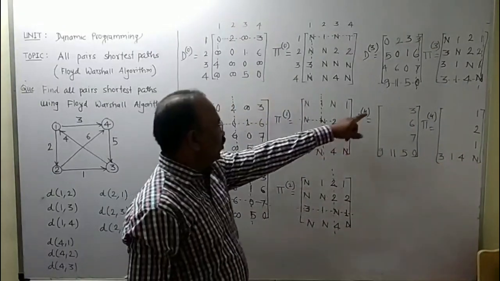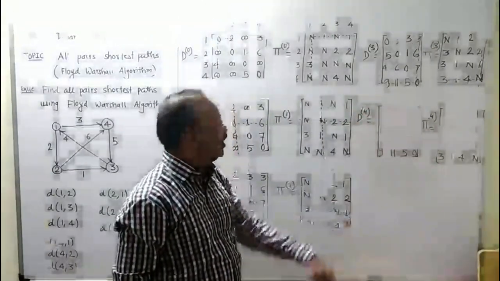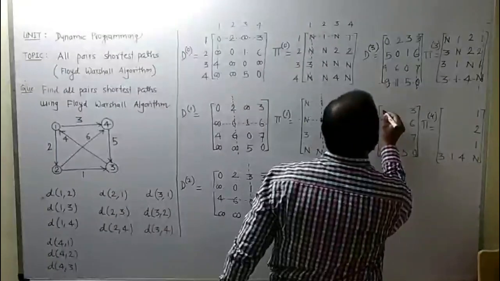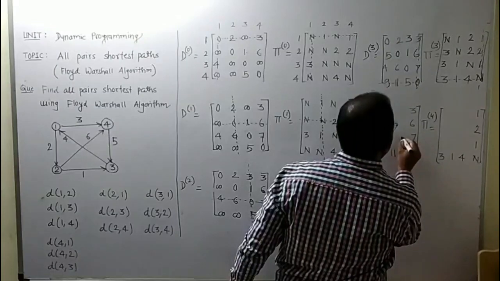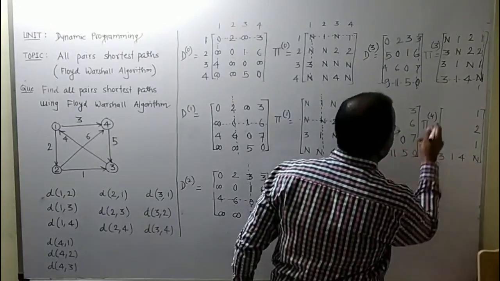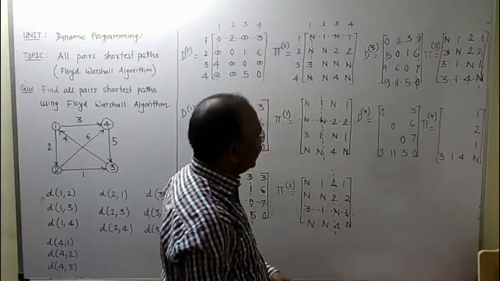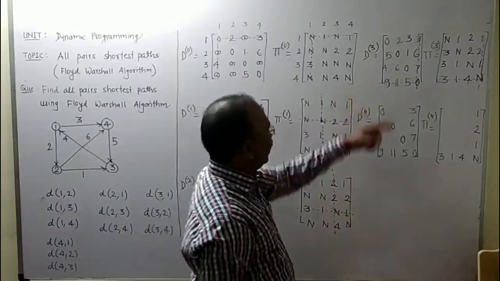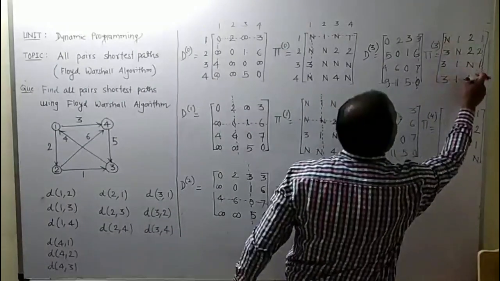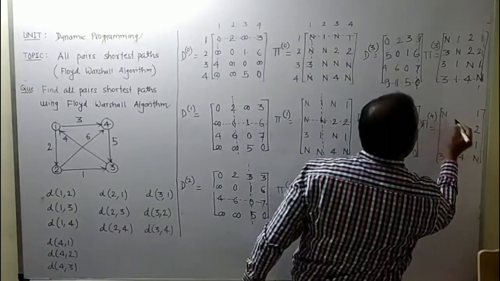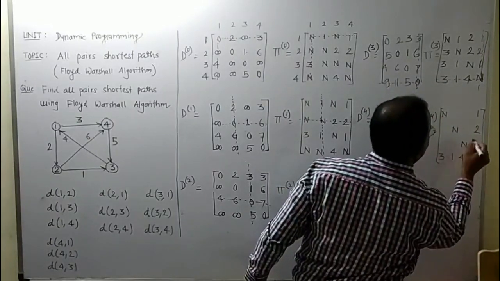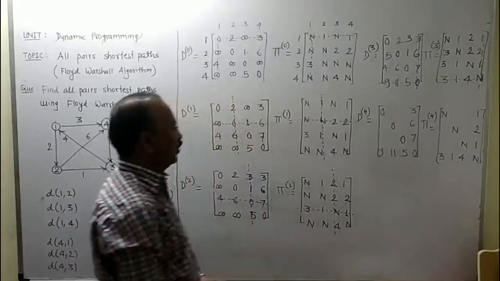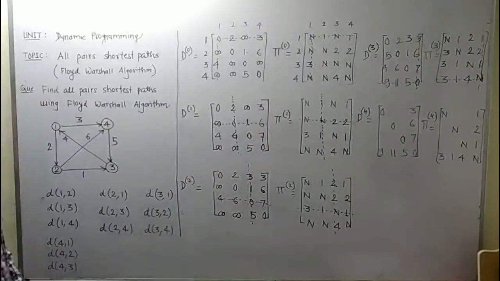Then the diagonal elements will not change. Write the diagonal elements as it is: 0, then 0, then 0. Similarly in pi 4, write nil in the diagonal as it is. So there will not be change: N, N, N. Right. Now the rest of the places we have to fill up.